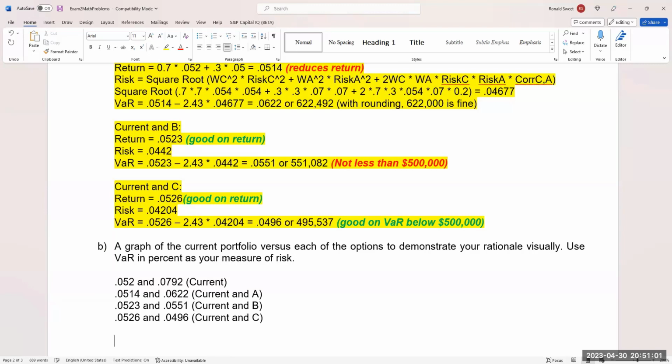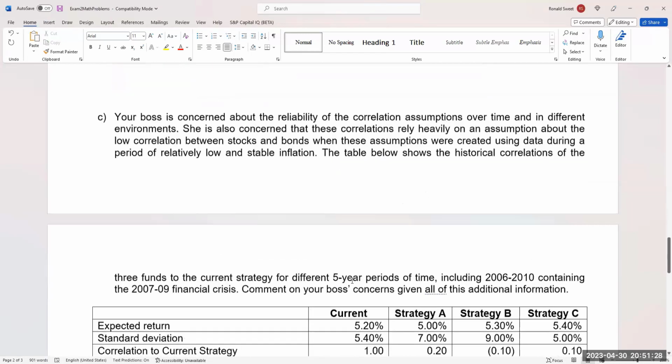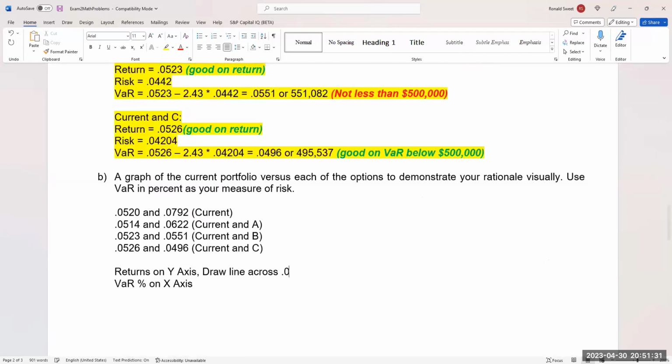So I would graph the returns on the y-axis, risk VAR percent on the x-axis. I would draw a line across your starting point, which is 5.2%. And here I would draw a line at 0.05, which is the goal. So you graph all of that and you would have it.